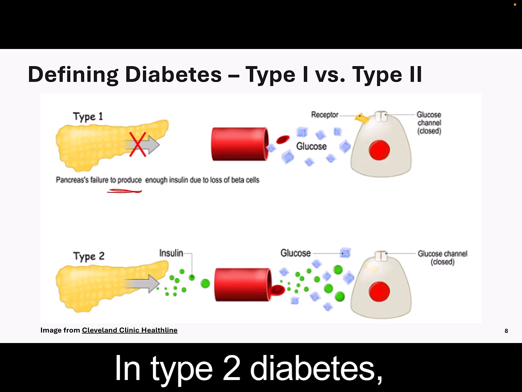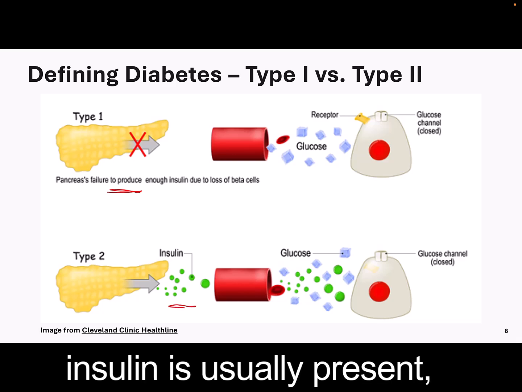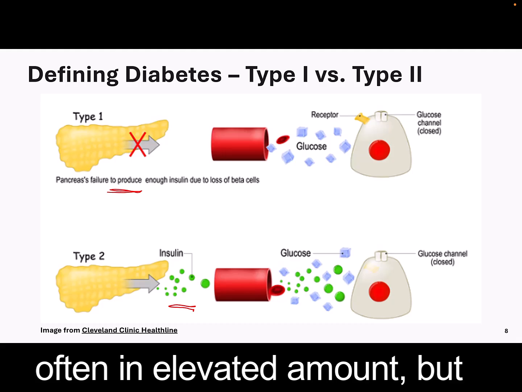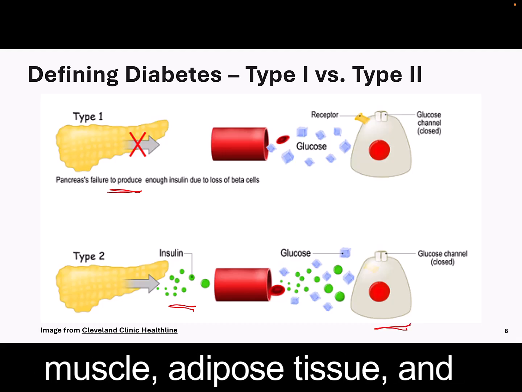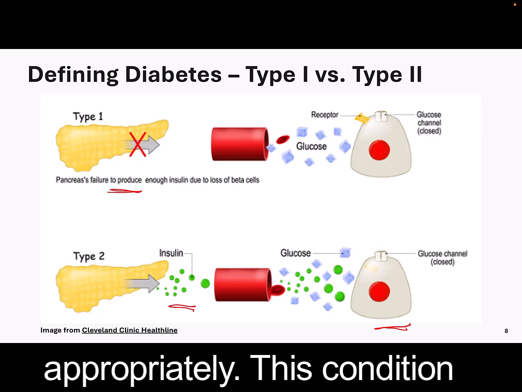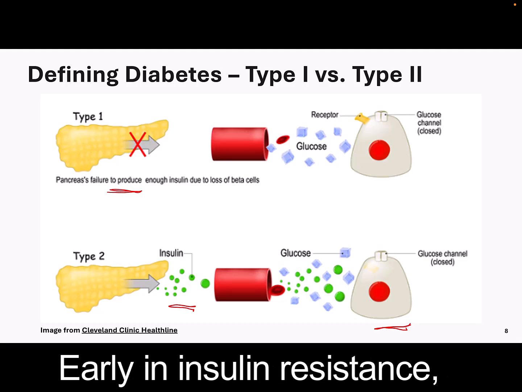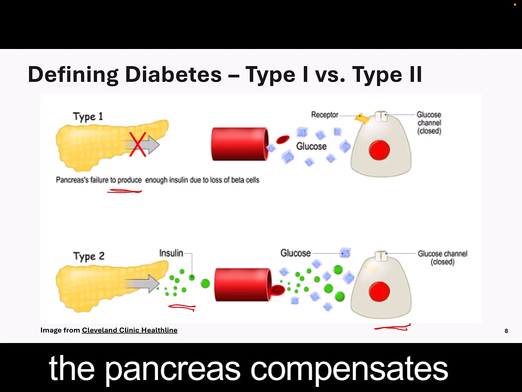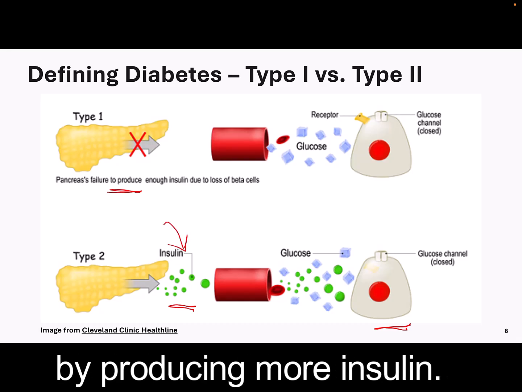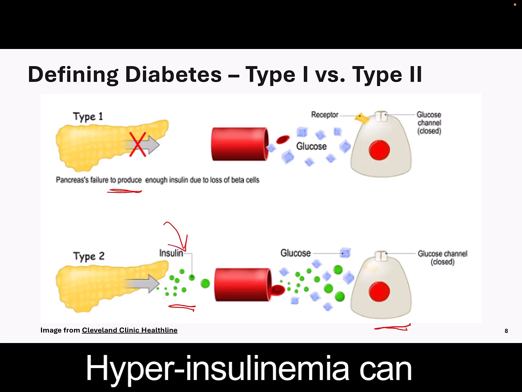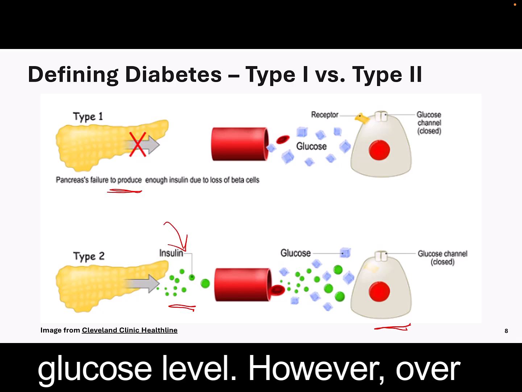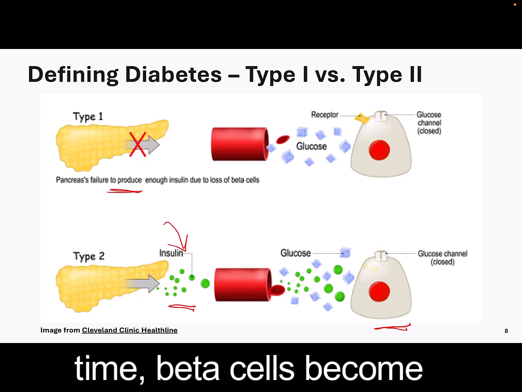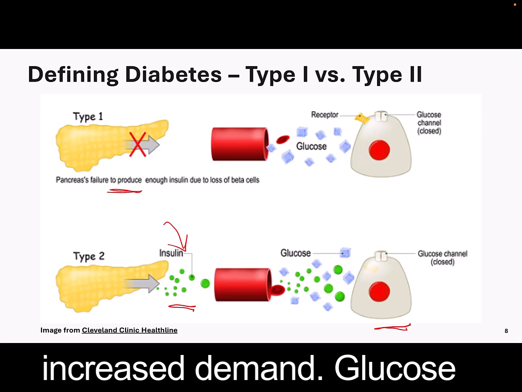In type 2 diabetes, insulin is usually present, often in elevated amounts, but target tissues, such as muscle, adipose tissue, and liver, do not respond appropriately. This condition is termed insulin resistance. Early in insulin resistance, the pancreas compensates by producing more insulin. Hyperinsulinemia can temporarily maintain normal glucose levels. However, over time, beta cells become unable to sustain this increased demand.